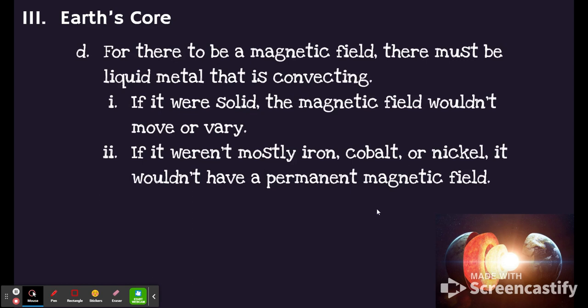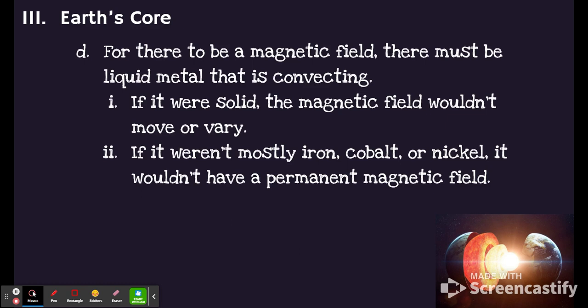For there to be a magnetic field, there must be liquid metal that is convecting. If it were solid, the magnetic field wouldn't move or vary. So we know, we talked about this before, that the magnetic field shifts a little bit, and might even flip from time to time, on average every 200 to 300,000 years.